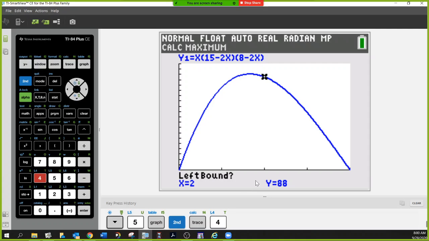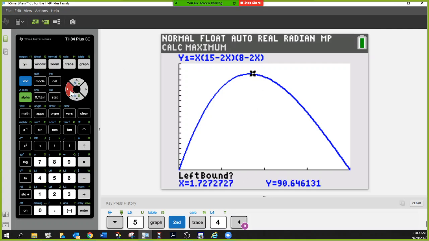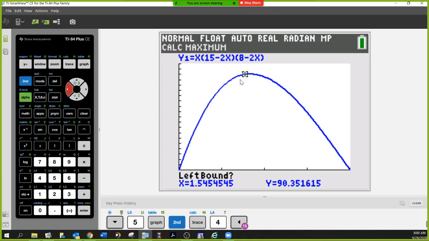Second trace, max. Remember, the calculator is going to ask you some questions, and right now it's saying, hey, am I to the left of your answer? You can see the cursor's clearly not, so you just click left until you get to the left of the answer. How did you get that? Do second, then trace, which is the key up at the top, and then maximum. Now, I've just gone generally to the left of where the answer really is. I don't have to be too precise about this. It just has to be to the left.